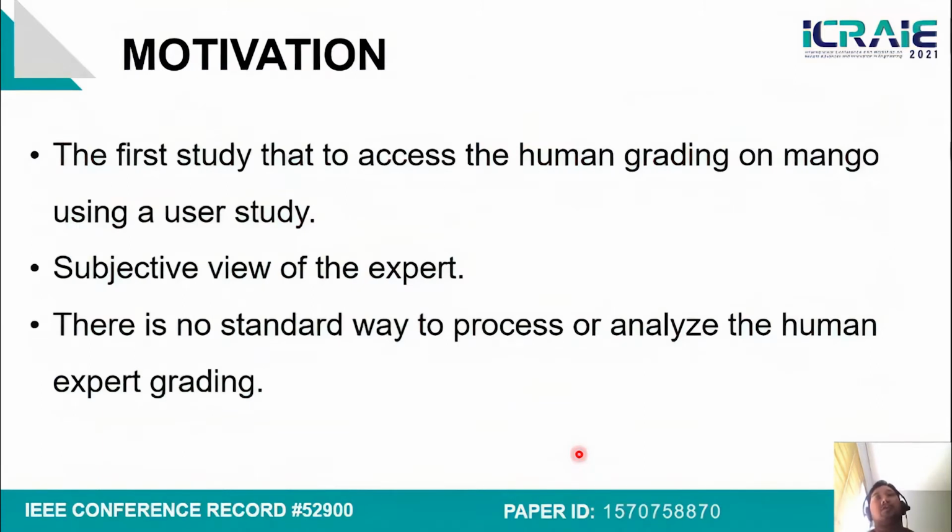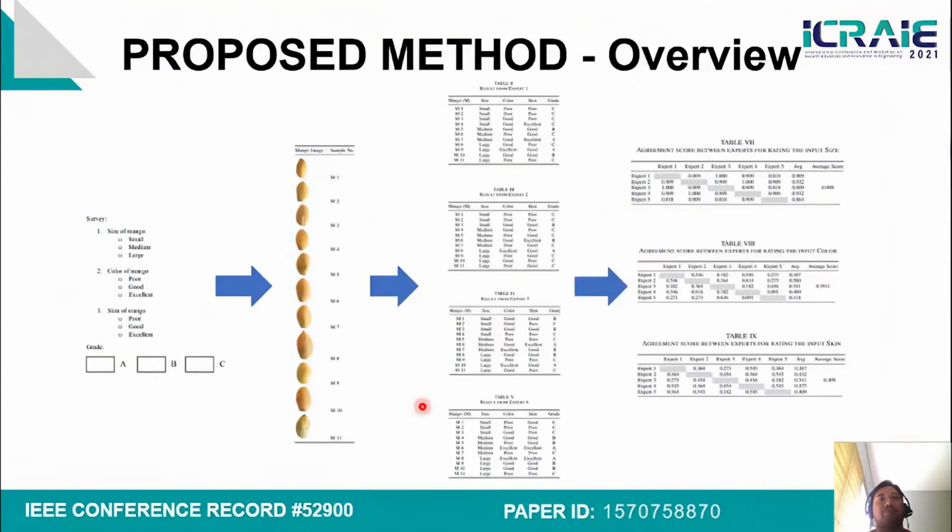So, the motivation of this paper: this is the first study that assesses human grading of mango using a user study. We would like to model the subjective view of the expert because there is no standard process to analyze human expert grading. So here is the first step: we would like to assess, from the human perspective, how the mango is graded. Here is the proposed method overview.